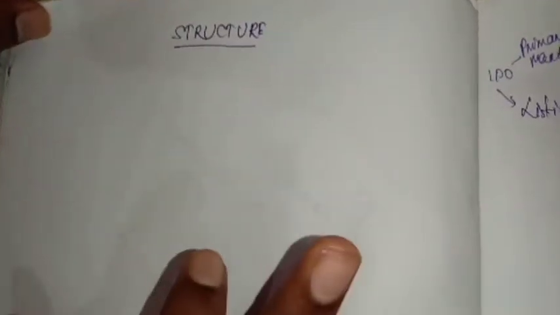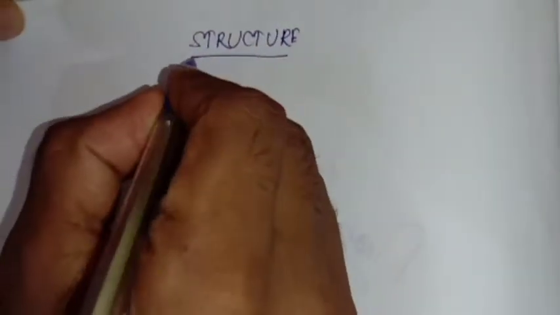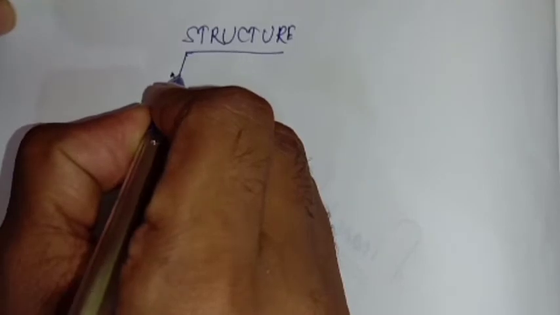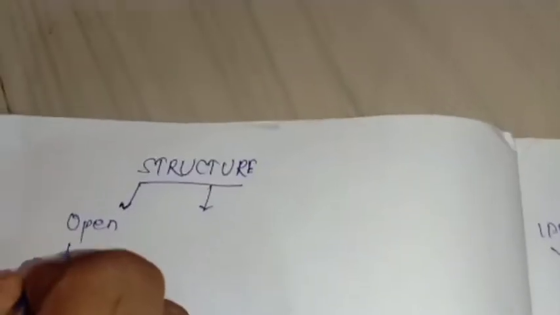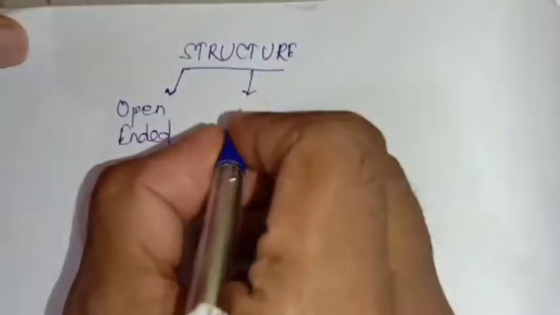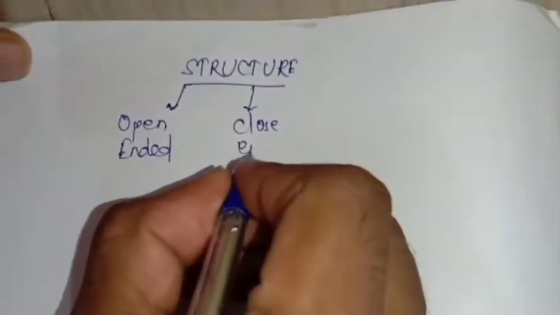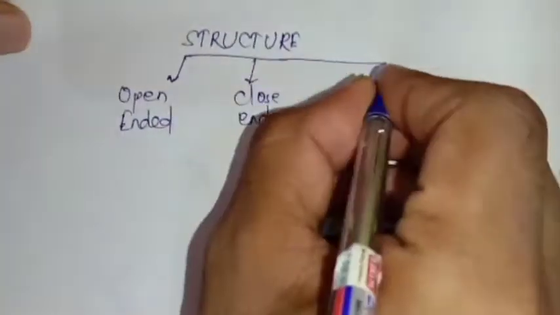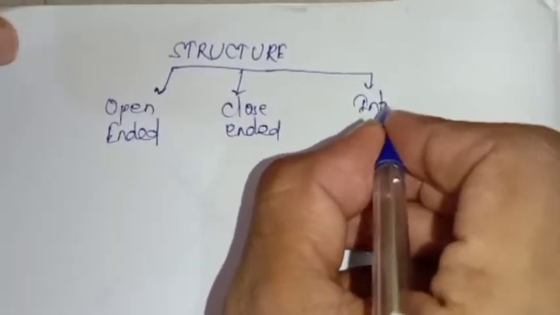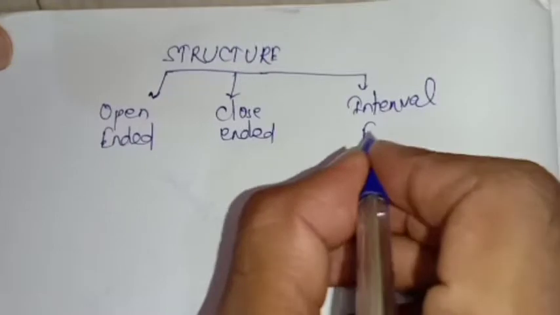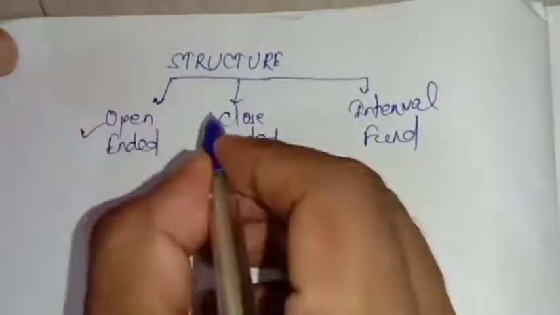So let us start our topic, that is mutual fund or types of mutual fund. How many types of mutual fund are there? As far as your academics are concerned, on the basis of structure, mutual funds are divided into three types: open-ended, close-ended, and interval fund. So three types of funds are there: open-ended, close-ended, and interval.